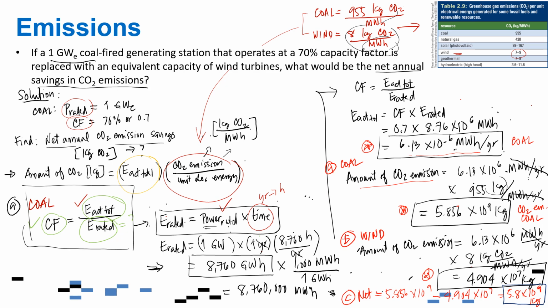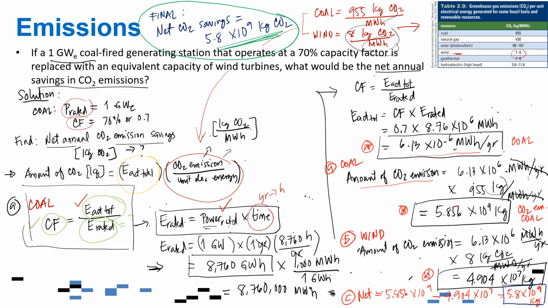All right, so the final answer, I will put it here on top. The net CO2 savings is equal to 5.8 times 10 to the 9 kilogram CO2. So this is now the final answer for this problem. It's a little bit messy, but I hope you still can follow the process. And so your final answer should be in this part here on top. All right.